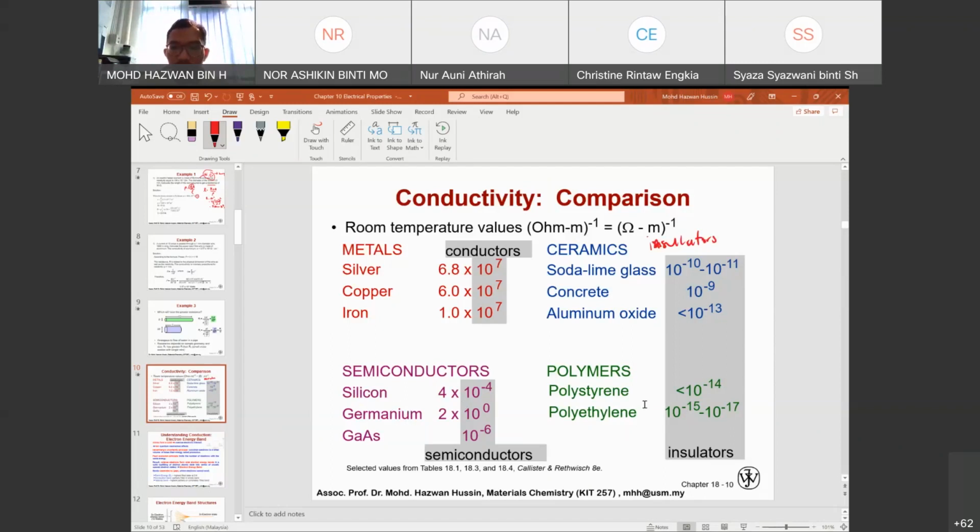Meanwhile, for polymers, if it is entirely polymer, then it will be non-conducting, because polymer is a hyperbranched and long chain structure. So it doesn't have any interaction or conduction site that can give rise to conductivity values. But there is also a term known as conducting polymer.